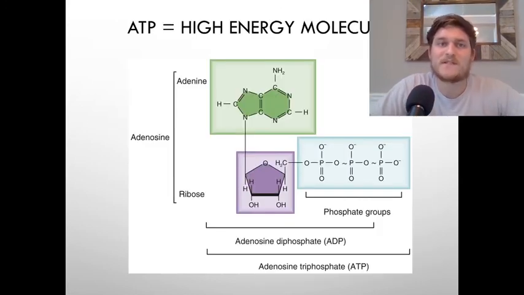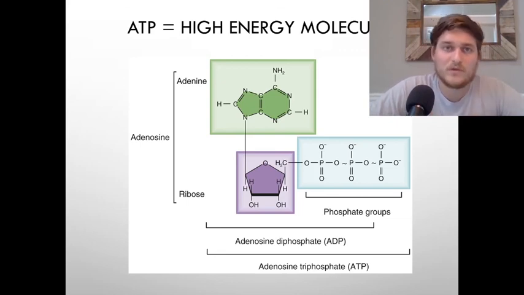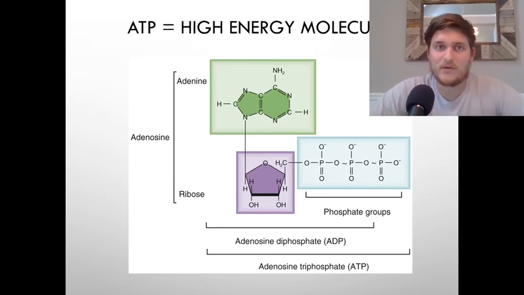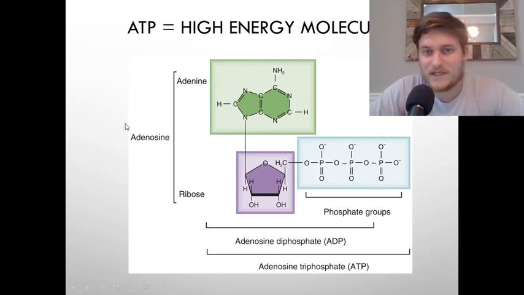Last, we are going to discuss adenosine triphosphate, otherwise known as ATP. And this is the energy currency of our cells. This is how we are going to store and transfer energy within our cells to carry out chemical reactions. And so the name comes from the combination of adenine and the ribose, which gives us adenosine, and then these 3 phosphate groups, adenosine triphosphate.